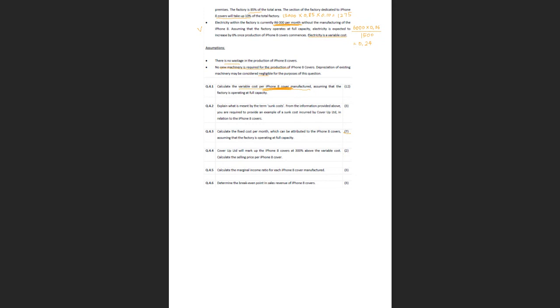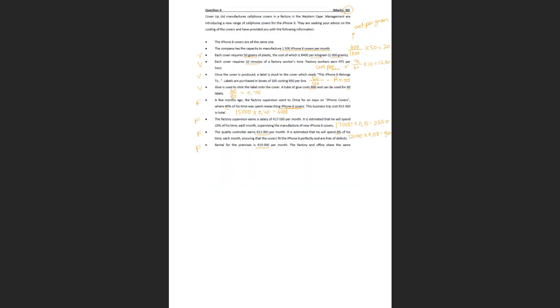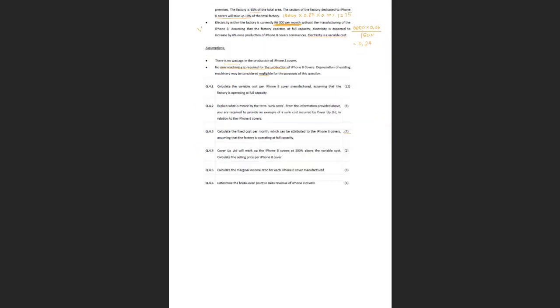So for question 1, where they said to you to calculate the variable cost per iPhone cover manufactured, assuming that the company is operating at full capacity, you're simply going to add up all of the costs that we had identified would be variable in nature. This is per unit, so we just simply take the 20 because it's already on a per unit basis. That's for your material. Then your labor is 12 Rand 50. So that was the 20 Rand for your material plus the 12 Rand 50 for your labor.